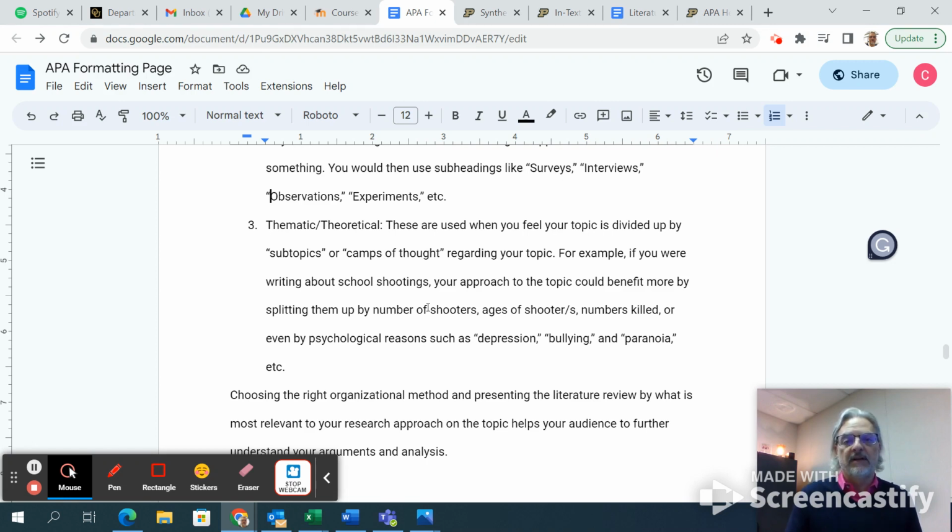Perhaps the number of victims. Or it could be even, let's say you're doing a psychological approach and maybe it's depression, and then they're also talking about, well, maybe bullying is a factor, or it's paranoia, or other types of mental illnesses or mental states or something like that. Then you could organize your literature review based not only on how your sources are talking about them or using that information, but also on how it makes sense for what you want to say, or what your overall argument is, and whatever serves your analysis.